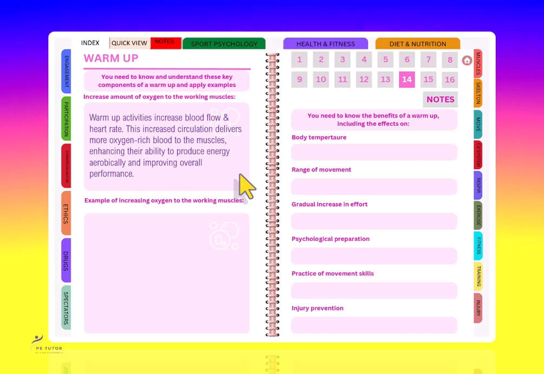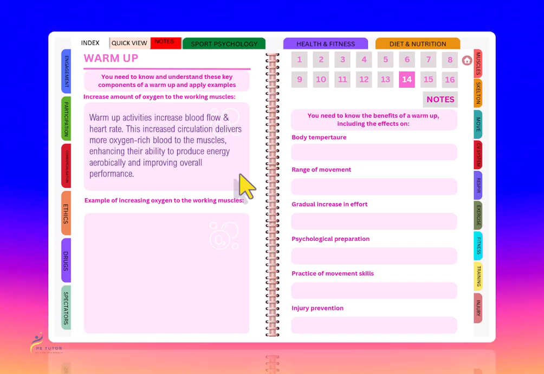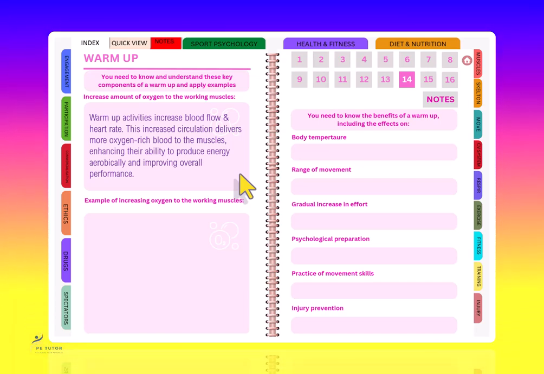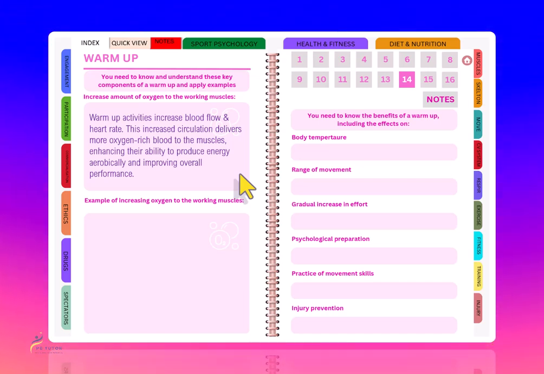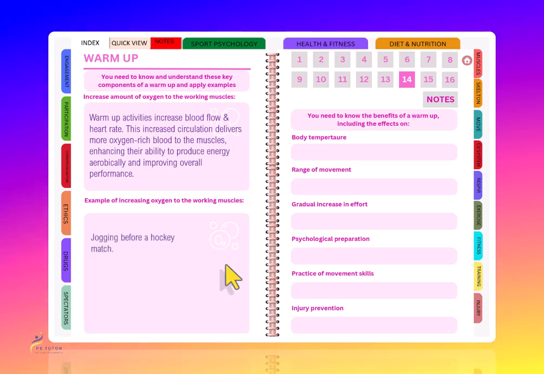And of course we need that oxygen-rich blood to the muscles because that's going to provide the energy to enable the performer to work aerobically and improve overall performance. And so again, my example for you would be going for a jog or jogging before a hockey match.